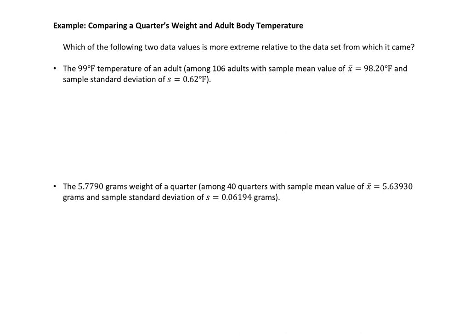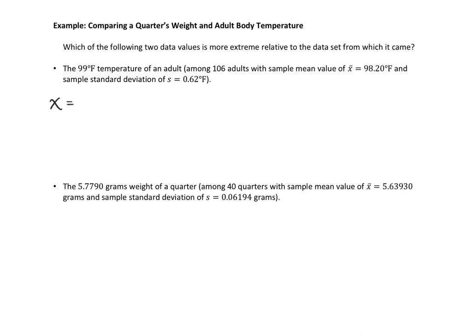In order for us to determine which value is more extreme relative to the data set from which it comes from, we need to calculate some z-scores. So here we're looking at the temperature of an adult, and we want to see if that's more extreme than the weight of a quarter. So before I start using formulas to calculate z-scores, I like to write down all of my information using the correct notation. So let's start with the adult temperature.